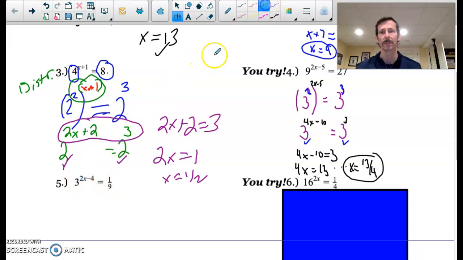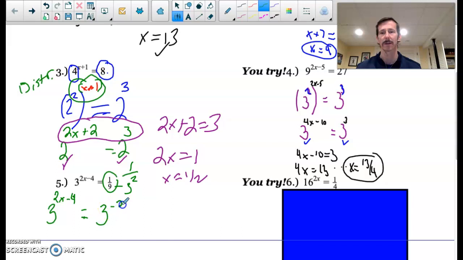So what I can do is the left side, I'm not going to actually do anything to. I'm just going to leave it as 3 to the 2x minus 4. But the right side, I need to write 1/9 as a power of 3. So first off, 1/9, I already said 9 is 3 squared. Boom, that's 3 squared. But it's in the bottom. So if I have a fraction and the base I need is in the bottom, I have to turn it into a negative exponent. So 1/9 is the same as 1 over 3 squared, and 1 over 3 squared is the same as 3 to the negative 2.